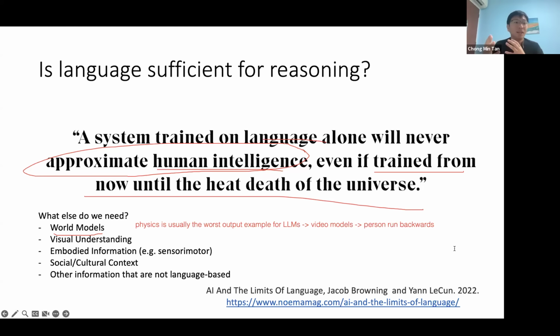We don't have a simulation of the world. We don't have a world model for it. So yes, language may not be enough because you need to have an understanding of how the world behaves. You need to have some idea of vision because large amounts of our intelligence are based on vision. You take away vision, just using words alone, you may not be able to describe a lot of things. Embodied information, like how you walk. Sensory motor is how your muscles and body behave.